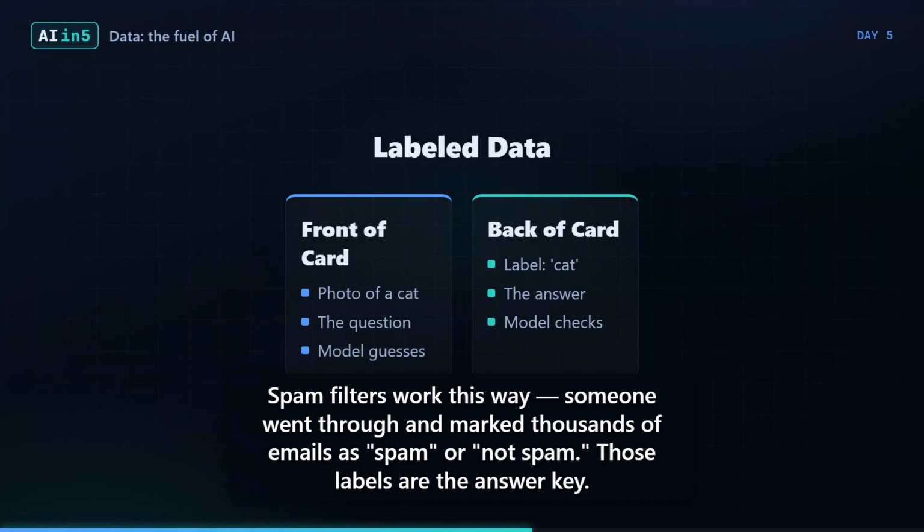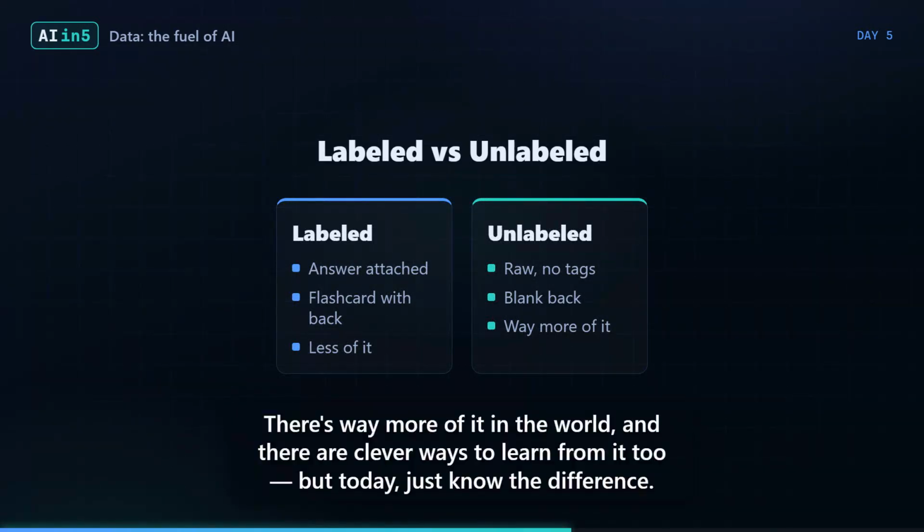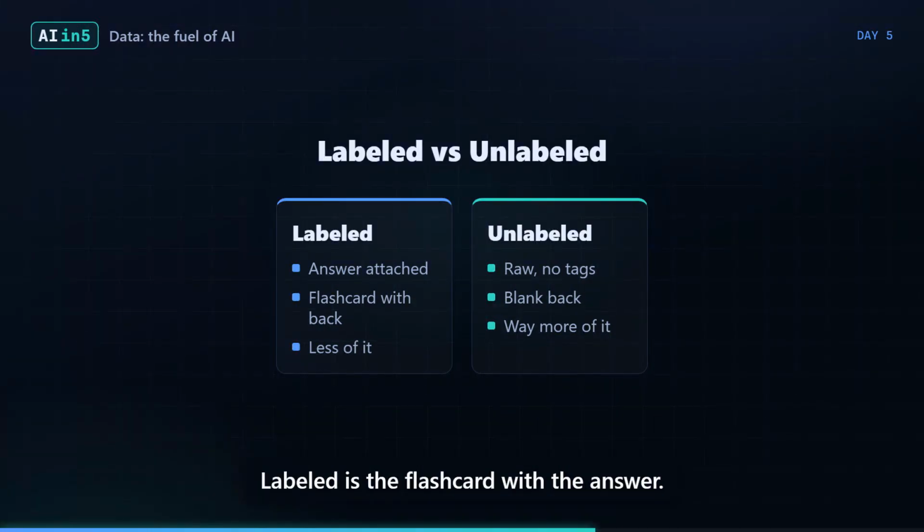Unlabeled data is just raw stuff. Photos with no caption, text with no tag, recordings with no description. There's way more of it in the world, and there are clever ways to learn from it too. But today, just know the difference. Labeled is the flashcard with the answer. Unlabeled is the flashcard with a blank back.